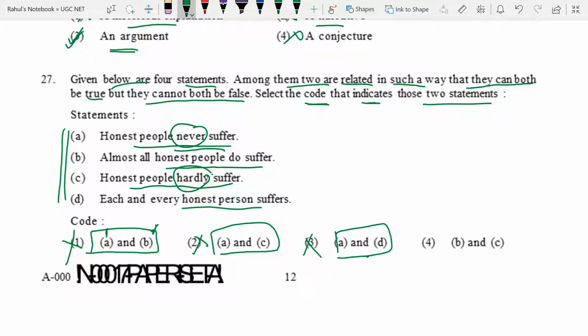If three options are incorrect, the fourth one will itself be correct. But let's check it again. Almost all honest people do suffer, and honest people hardly suffer. It means you can say that there is some kind of relatability which is matching. These two can both be true, but they cannot both be false, because if one is false, the other is not true. That is why B and C, option 4th, is the correct answer.